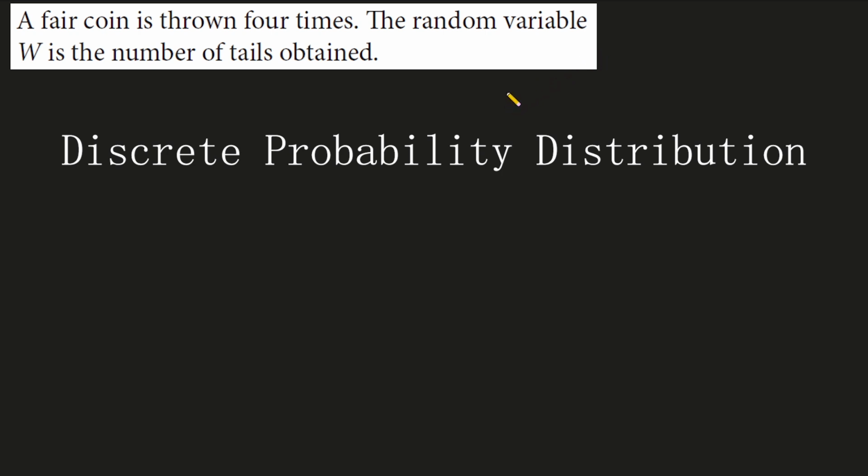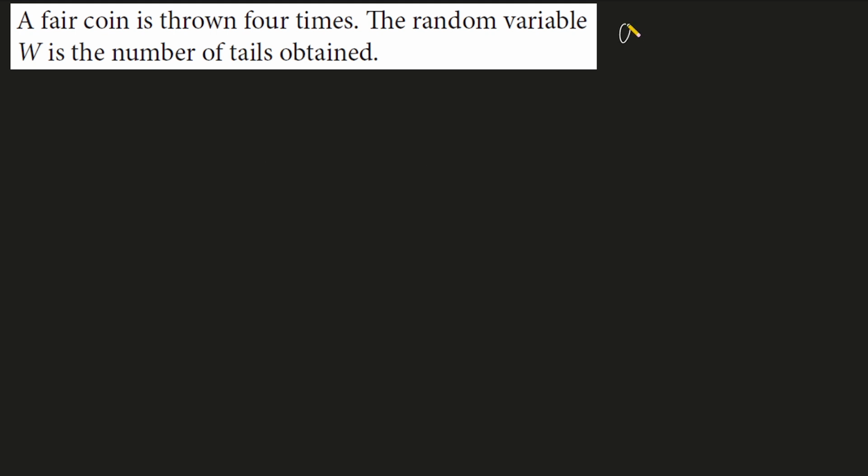The coin is thrown 4 times, so the number of tails obtained can be 0. This is that we got heads on all the 4 times. The number of tails obtained can be 1. This is we got tail at 1 time, but we got heads on the other 3 times. And the number of tails obtained can be 2. This is we get tails on 2 times and got heads on the other 2 times.